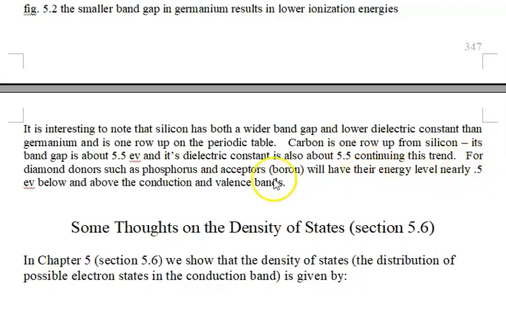And it works out that for diamond, you can put phosphorus into diamond as a donor, or we can put acceptors into diamond, and we'll find that their energy levels are 0.5 eV, not 50 to 100 milli-electron volts, but a half an electron volt, either below or above the conduction band. So the trend seems to be rather clear and dramatic, and we'll see if we can understand that perhaps a little bit later in our sessions.